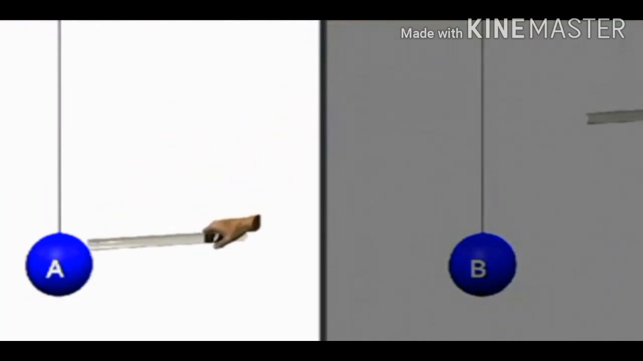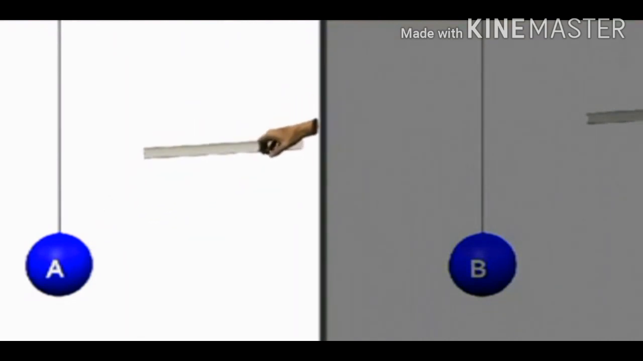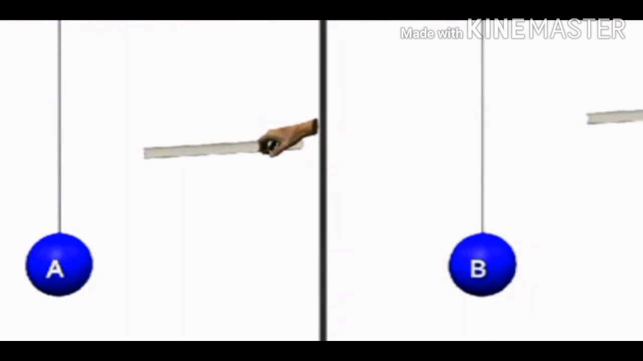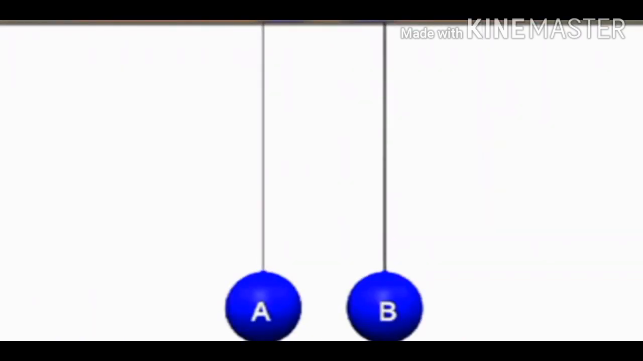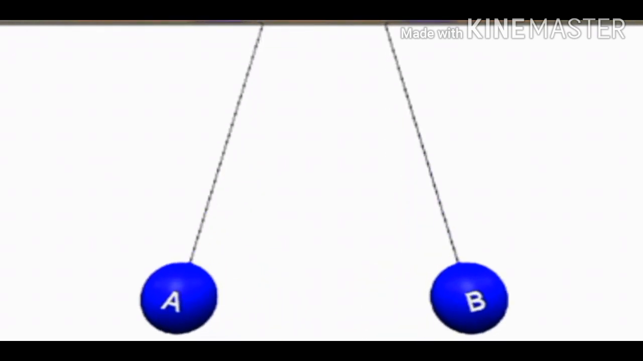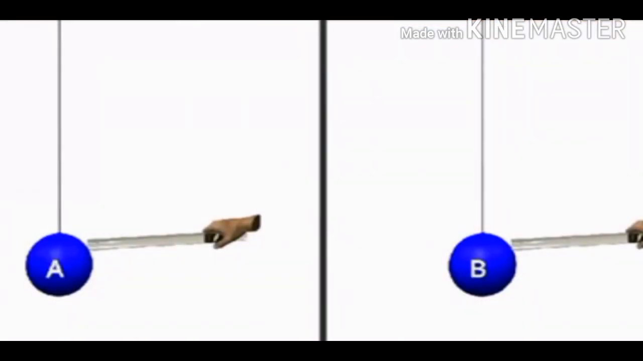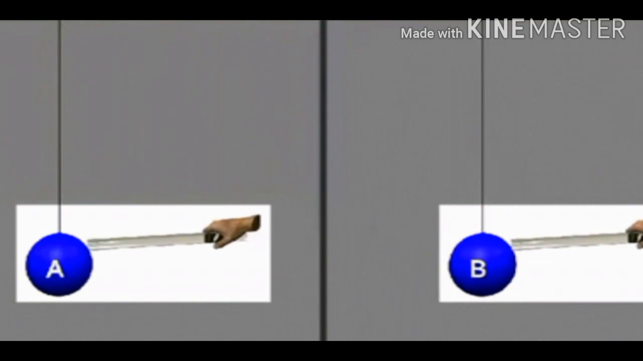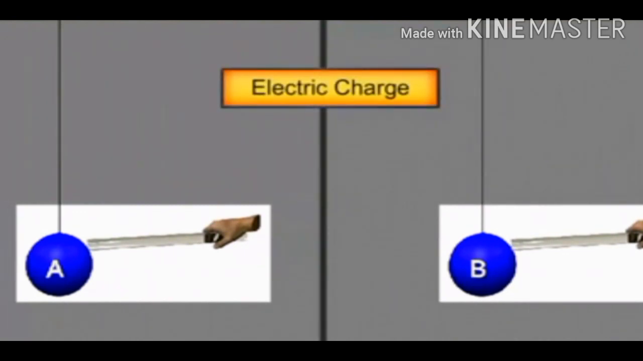Two glass rods which were already rubbed with silk cloths are brought in contact with two pith balls A and B and separated. When they are kept beside each other, they repel each other. The quantity behind all these cases is electric charge. Now we will see about electric charge.